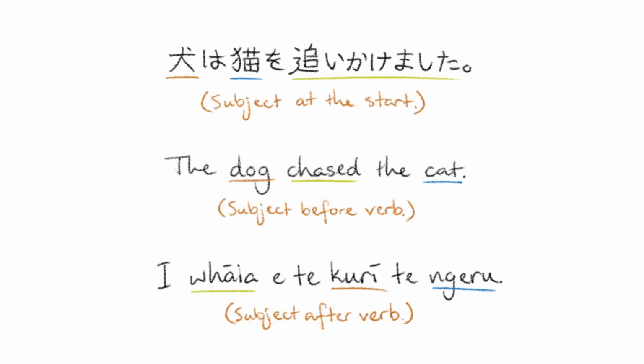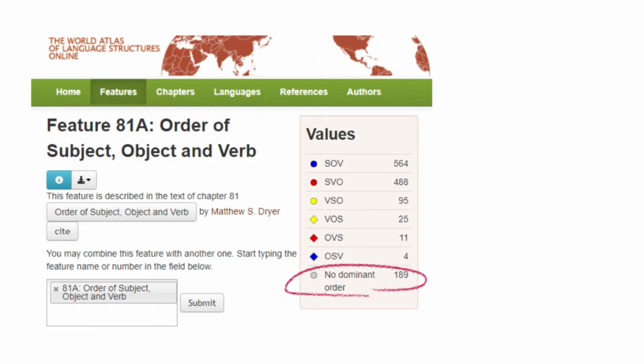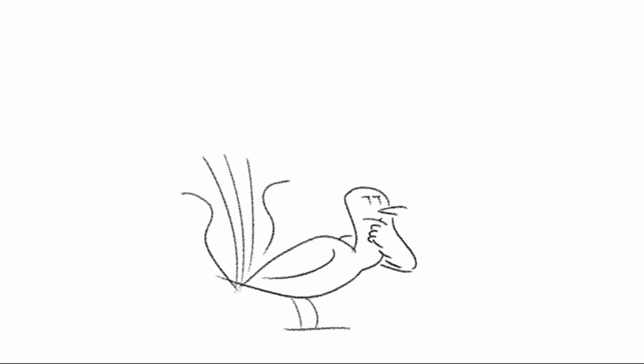The order of the words in the sentence is a very common way in which languages distinguish between the subject and the object. But those of you looking at this graph might have noticed that there is an extra 14% of languages that do not possess a dominant word order. So then you might be asking, how do all of these languages distinguish between the subject and the object if they don't do it with syntax? Well, the answer is actually very simple. They literally tell you which one is which.